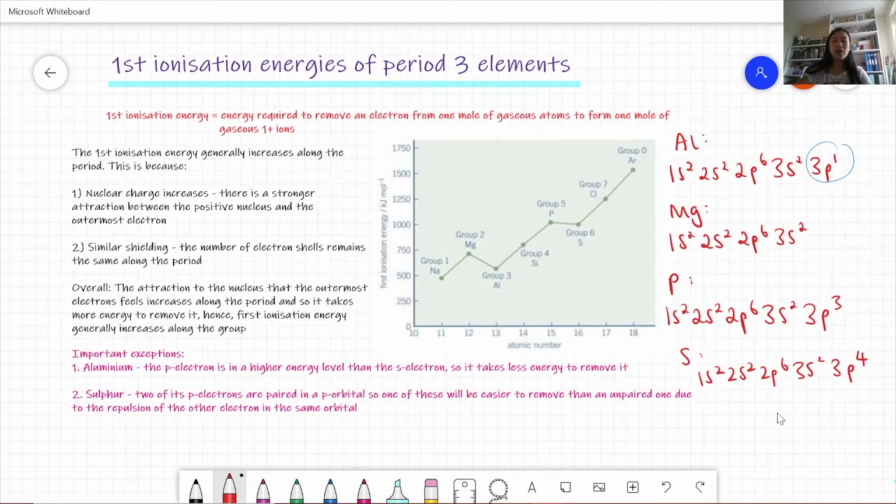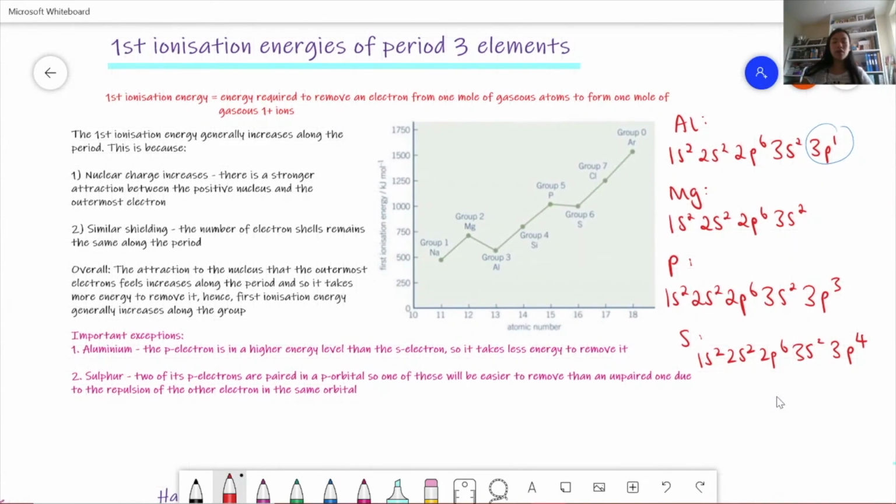But if we draw out the different energy levels on a diagram, it becomes a lot easier to see. So if we have the 1s and then 2s, then we have 2p and 3s and then 3p. So I'm drawing this in increasing energy.